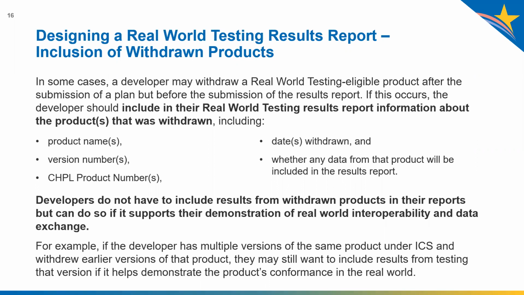So that's a situation where I could see a developer saying, well, hey, I want to report on all 4 versions that I used throughout the year, based on my quarterly updates, because that's how I'm going to demonstrate successful real world testing. So that's just an example of how you might want to think about reporting on withdrawn products: what value will it bring to your reports.